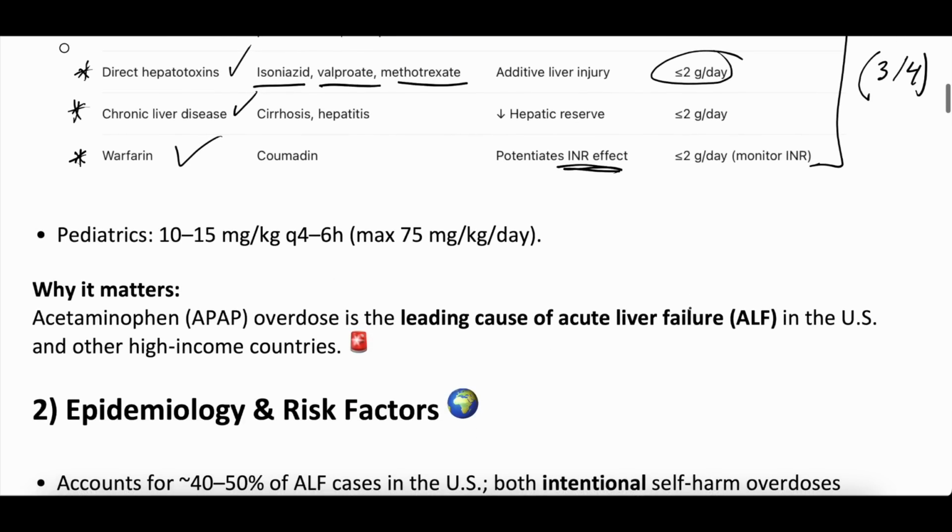In pediatrics, it's a little bit different. We're going to be focusing mostly on adults, but in pediatrics, it's 10 to 15 milligrams per kilogram every 4 to 6 hours, maximum of 75 milligrams per kilogram per day would be the recommendation.